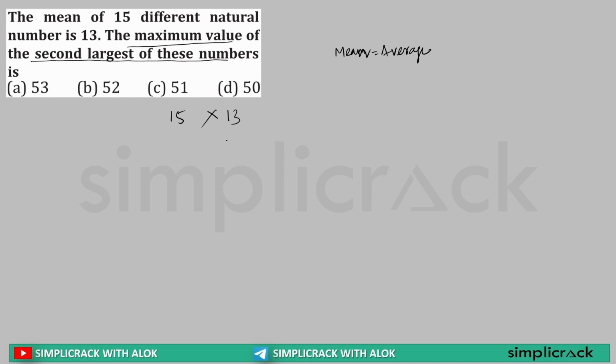Okay, so the total value is what, sir? 15 into 13, that is equal to 195. Clear? Now it is saying maximum value of the second largest number. Maximum value, that can be the maximum one. Now understand this. If I say 1 plus 2 plus 3 plus 4 plus up to 14 plus 15, if I add all this, I'm getting what? 195. Now I'm checking the maximum value of the 14th number.